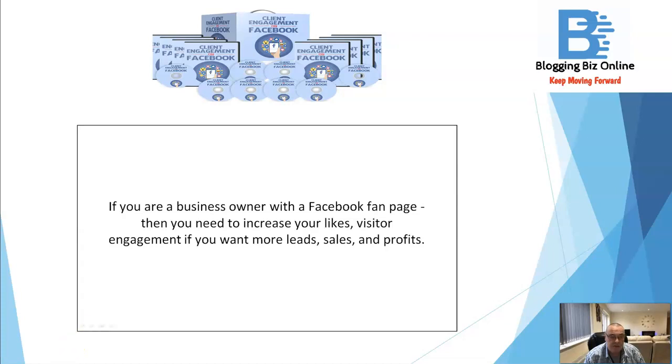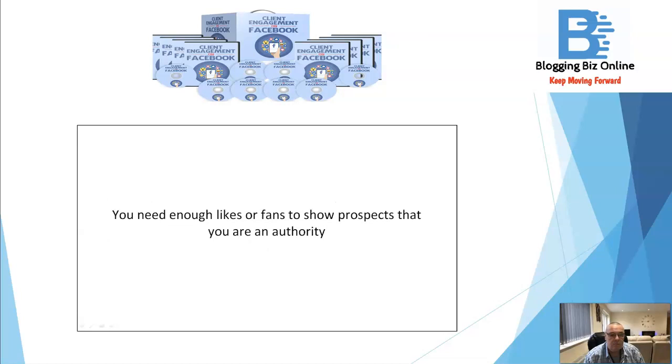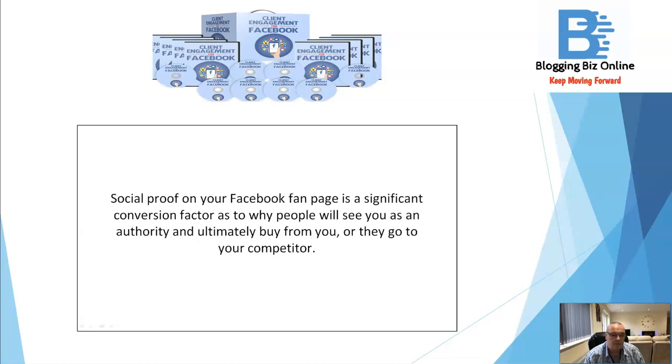If you're a business owner with a Facebook fan page, then you need to increase your likes, your visitor engagement, and more if you want more leads, sales, and profits. You need more likes or fans to show prospects that you are an authority. You need engagement on your page to show prospects that you're active and that people like you. Social proof on your Facebook fan page is a significant conversion factor as to why people will see you as an authority and ultimately buy from you, or else they'll go to your competitor.